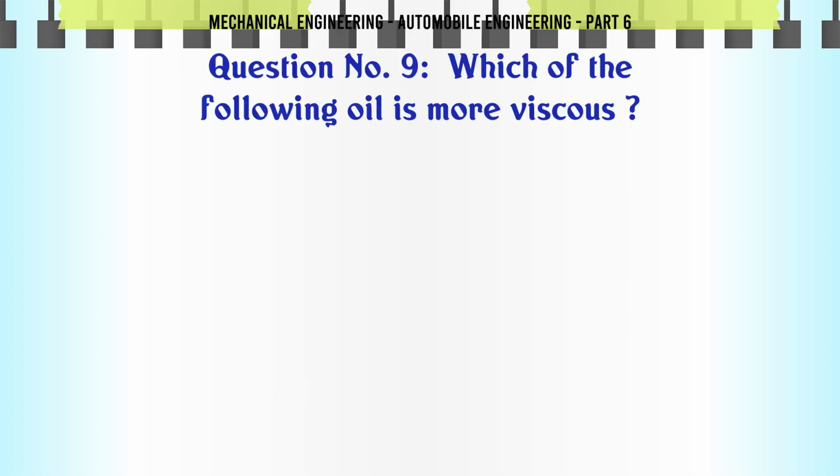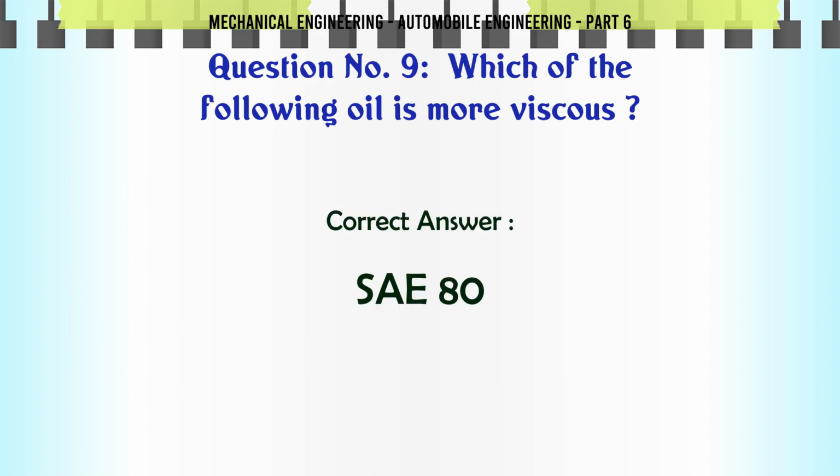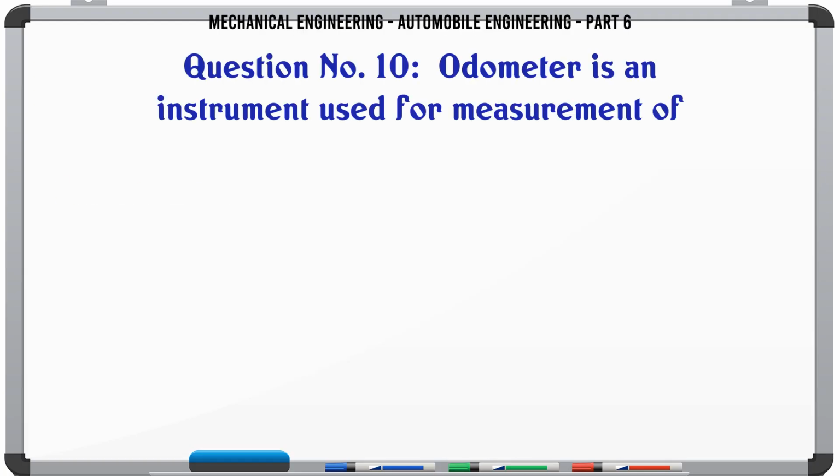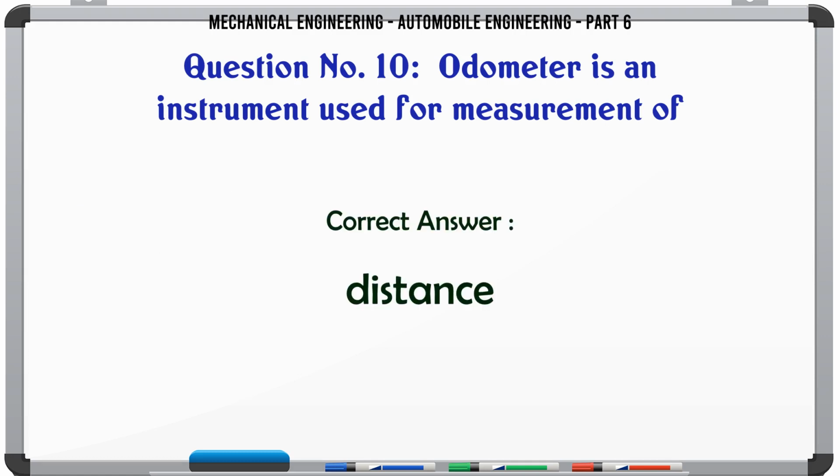Which of the following oil is more viscous? A. SAE 30, B. SAE 40, C. SAE 70, D. SAE 80. The correct answer is SAE 80. Odometer is an instrument used for measurement of: A. power, B. fuel consumption, C. engine RPM, D. distance. The correct answer is distance.